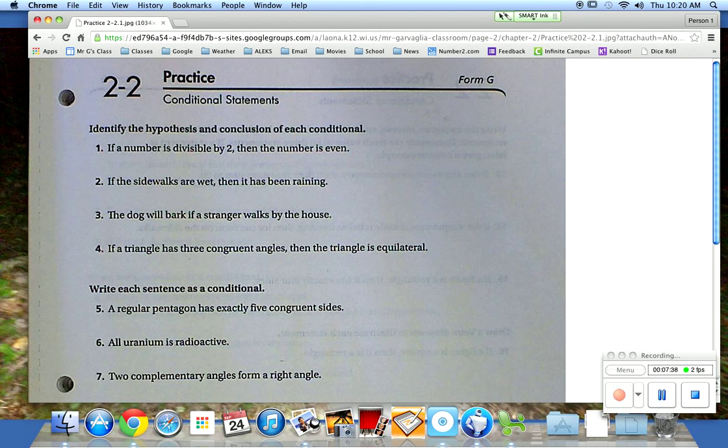All right, Kaylee, I want the converse. If a triangle has 3 congruent angles, then the triangle is equilateral. What's the converse? Equilateral?